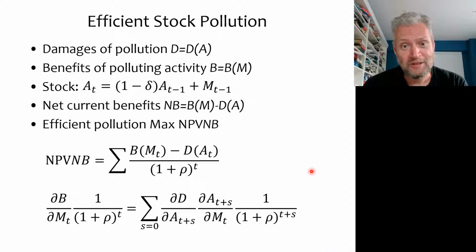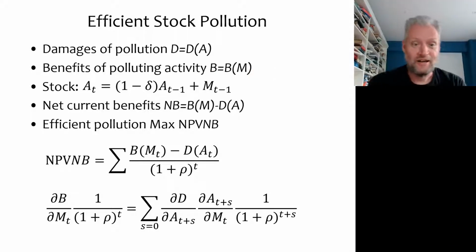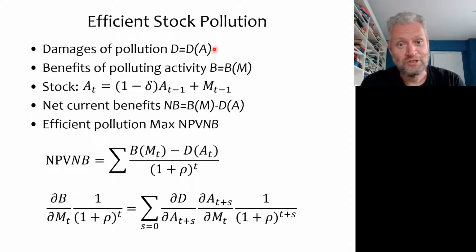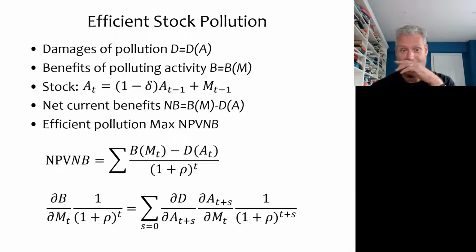So we're going to assume that the polluting activity just generates a flow of pollutants m, and it just depends on what happens at any time t, and there's no dynamic there whatsoever. The damages of pollution now depend not on emissions m, but rather on the stock of pollution a. So that is the main difference here. It was d as a function of m, it's now d as a function of a.